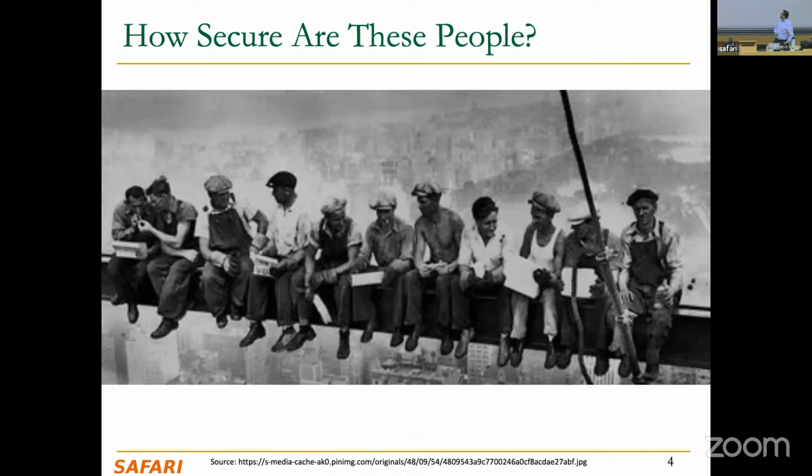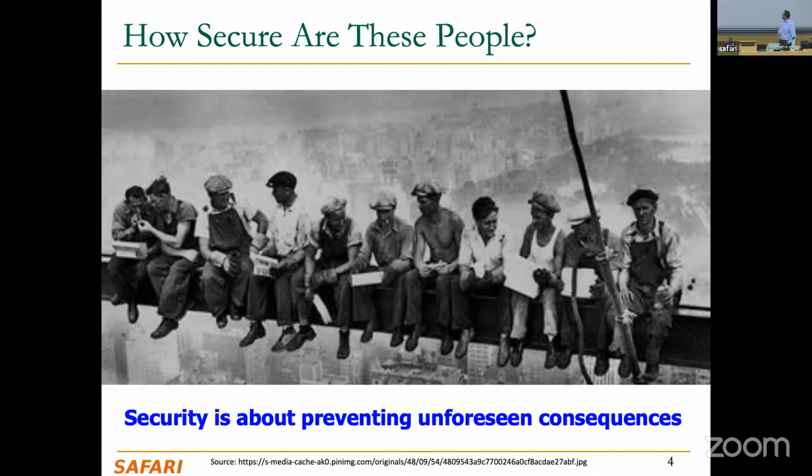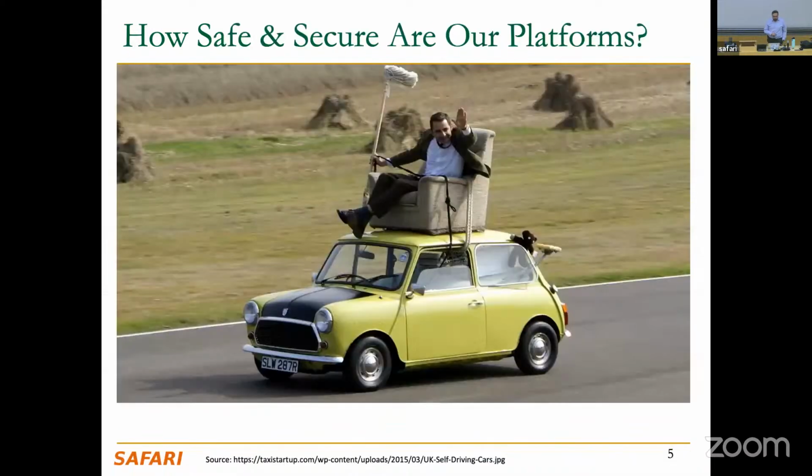Another example of how secure these people are. It seems like there's a steady state place over there. They're just having lunch or having some drinks, enjoying their time. But we need to care about preventing unforeseen consequences, right? So this is all about security, and you can also extend it to reliability and safety as well.